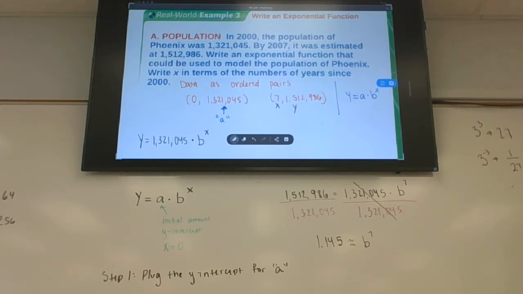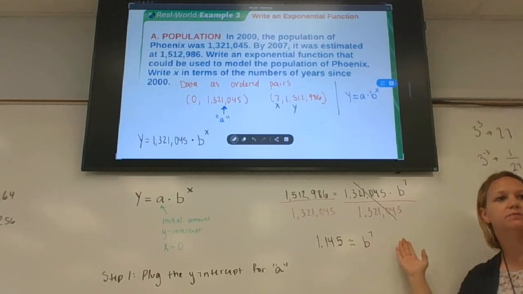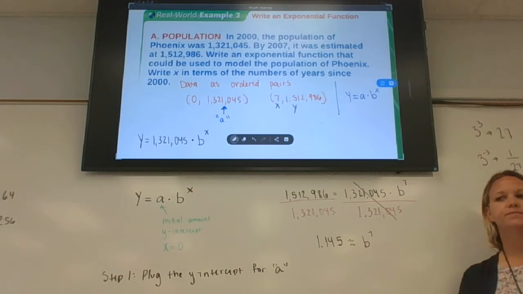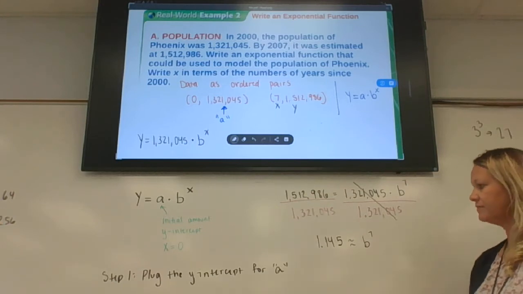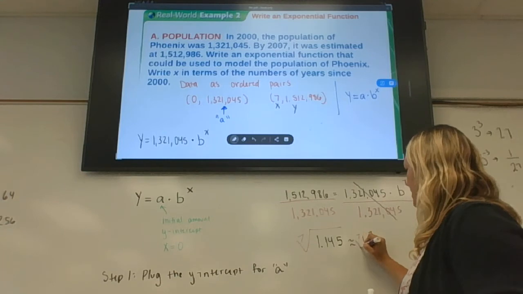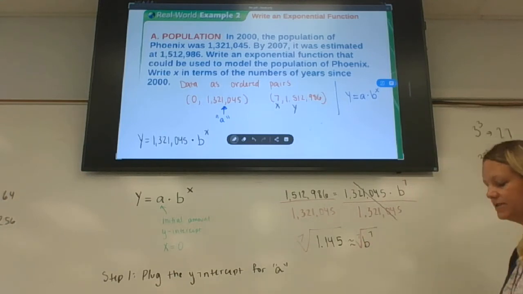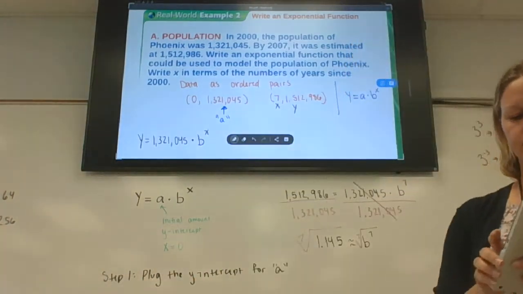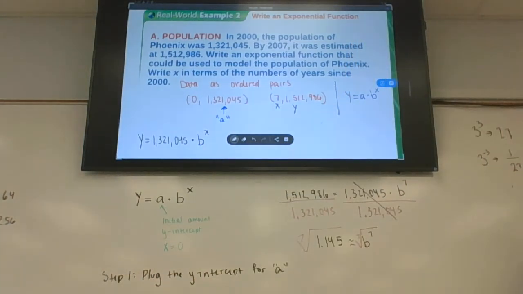We have to somehow get this b alone. We need the exponent gone. How do we cancel out something to the 7th power? 7th root it. We are 7th rooting. We'll do a 7th root here and a 7th root here. So that's, you gotta find a calculator.